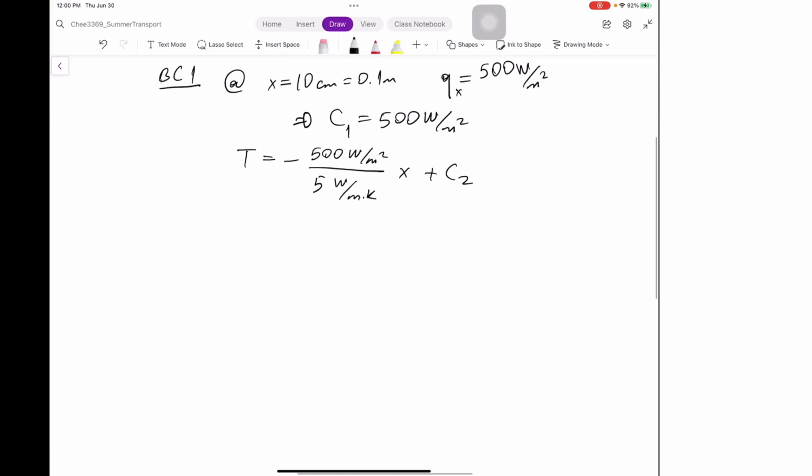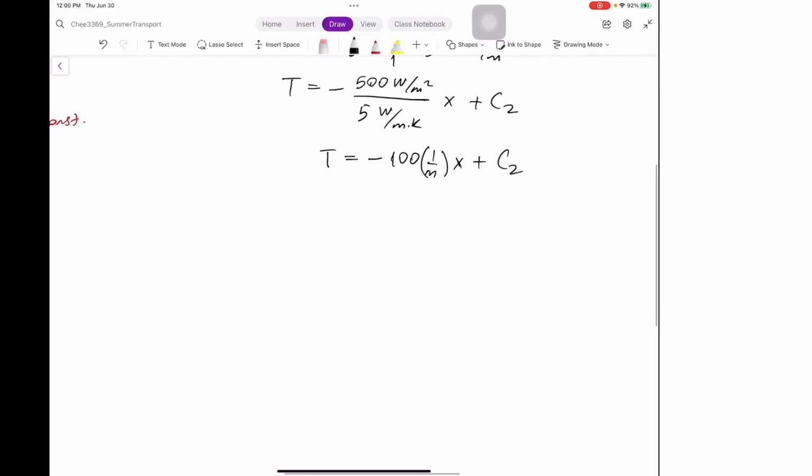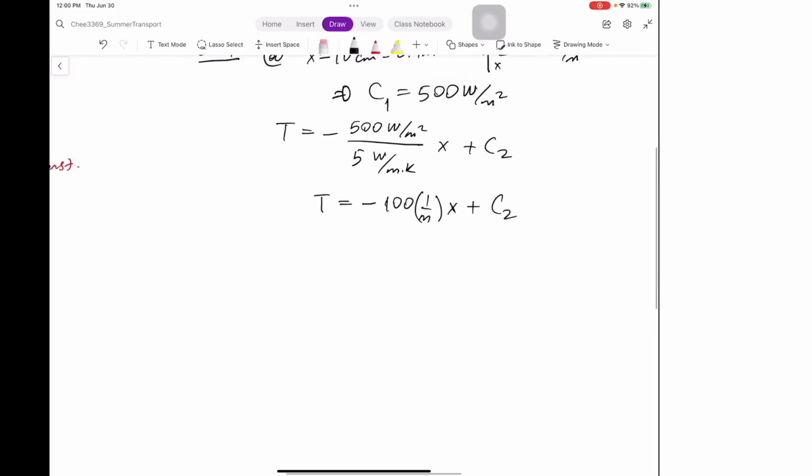Now we should find C2. Let me just simplify this. T is equal to negative 100, and the units is 1 over meter times X plus C2. Sorry, Kelvin per meter. Yeah.